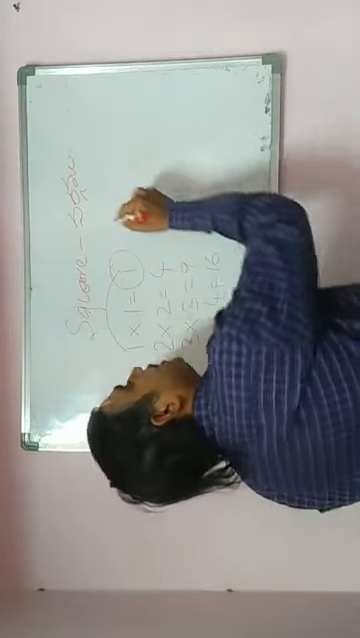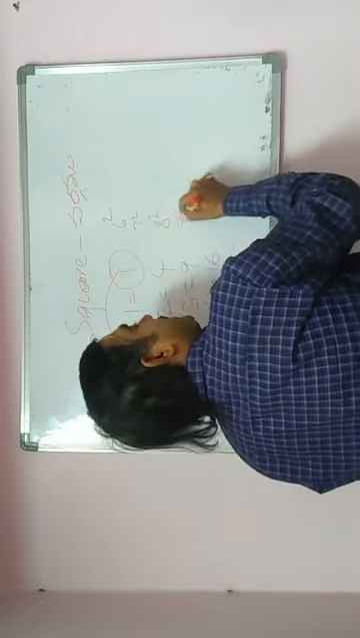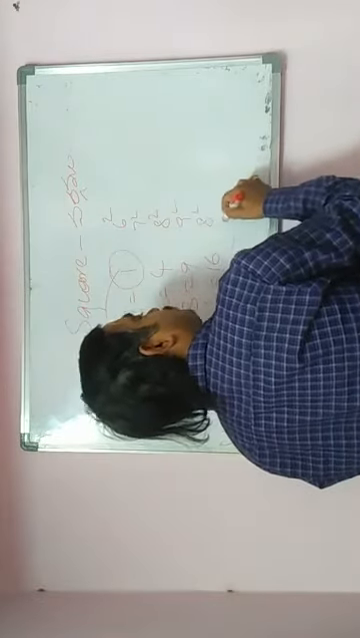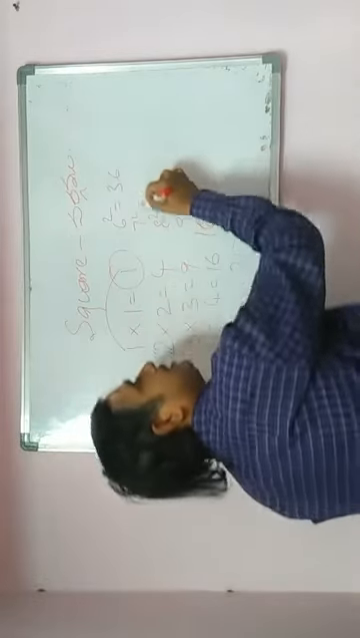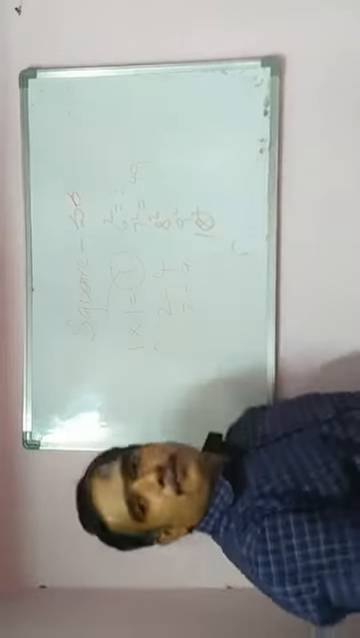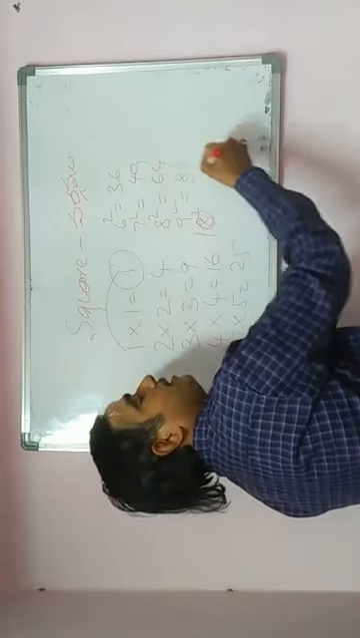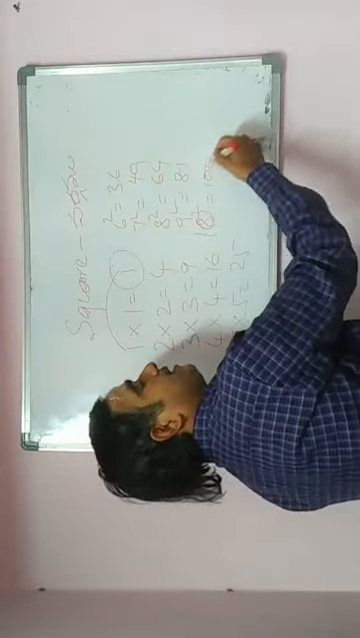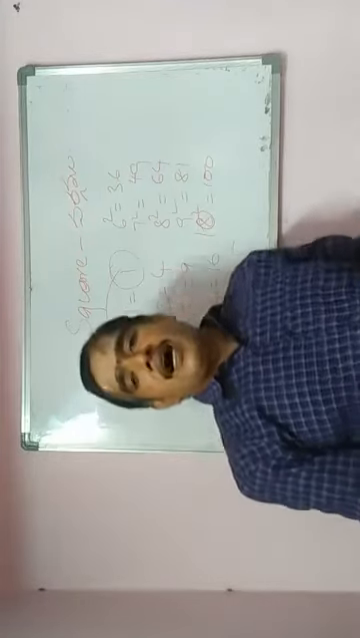Here, if you see 6 square, 7 square, 8 square, 9 square, 10 square: 6 square is 36, 7 square is 49, 8 square is 64, 9 square is 81, and 10 square is 100.